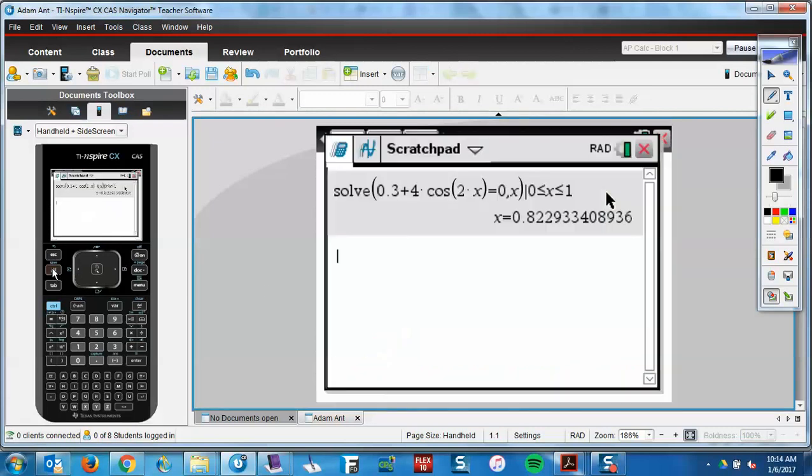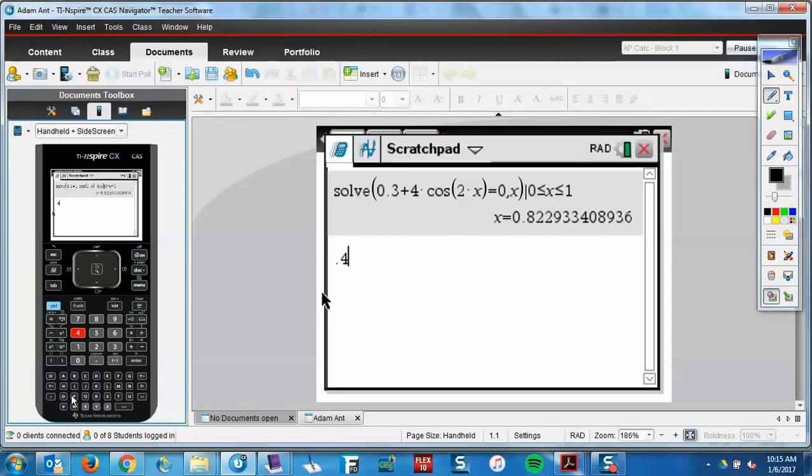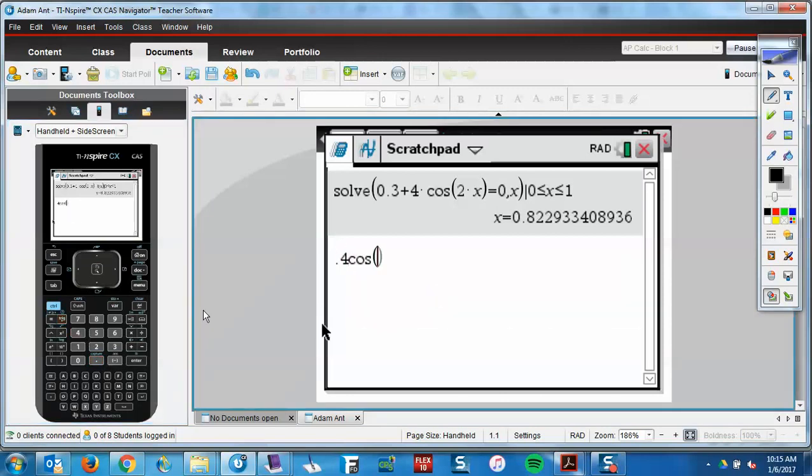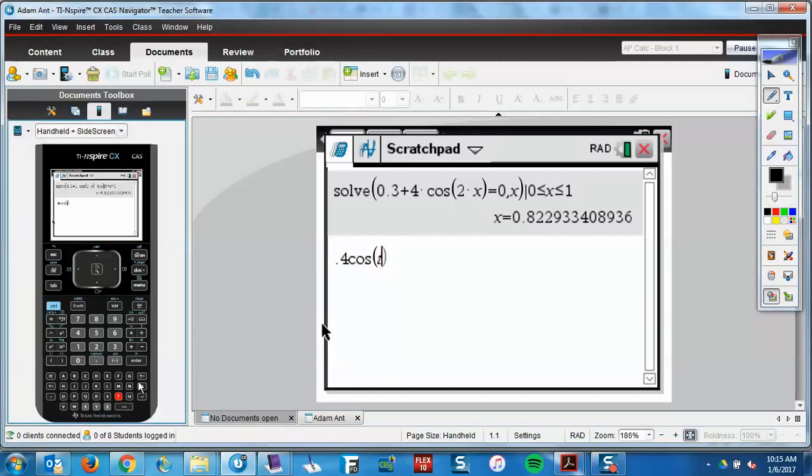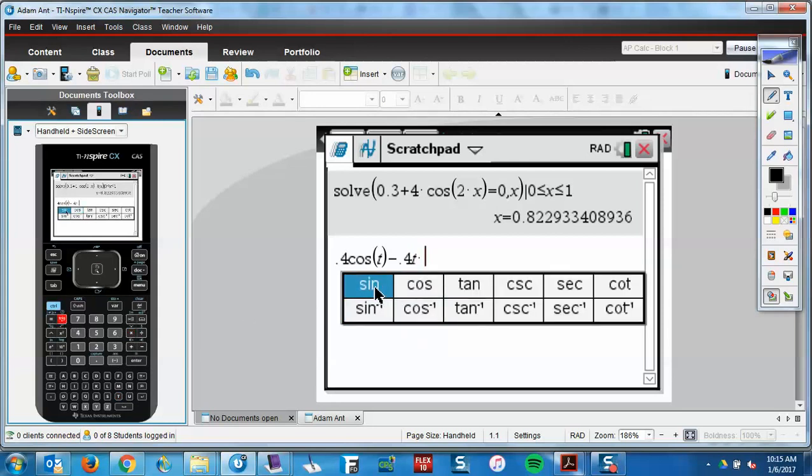So a really good way to do that, because we've talked about this, is to ask: what was x prime? Tell me what x prime is. 0.4 cosine t, and then minus 0.4 times t times sine t. This is x prime. Might as well put t's. Doesn't matter. Oh yeah, because we had to do a product.